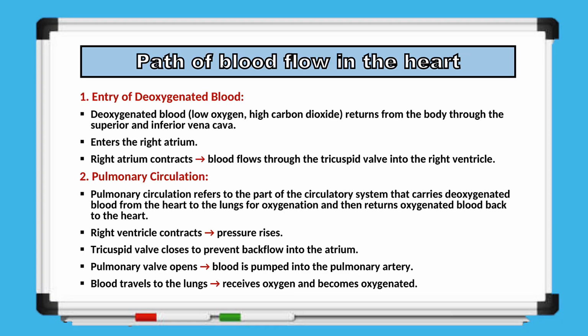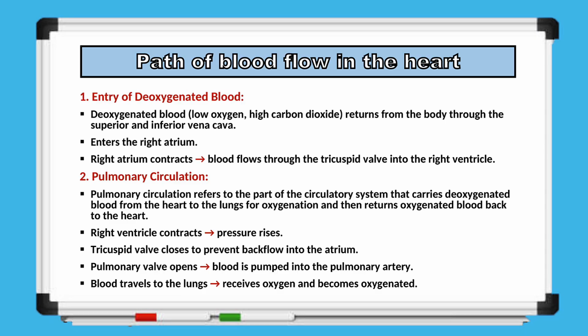Let's go through this path of blood flow through the heart step by step. First, the deoxygenated blood, which is low in oxygen and high in carbon dioxide, returns from the body through the superior and inferior vena cava and enters the right atrium. When the right atrium contracts, the blood flows through the tricuspid valve into the right ventricle.